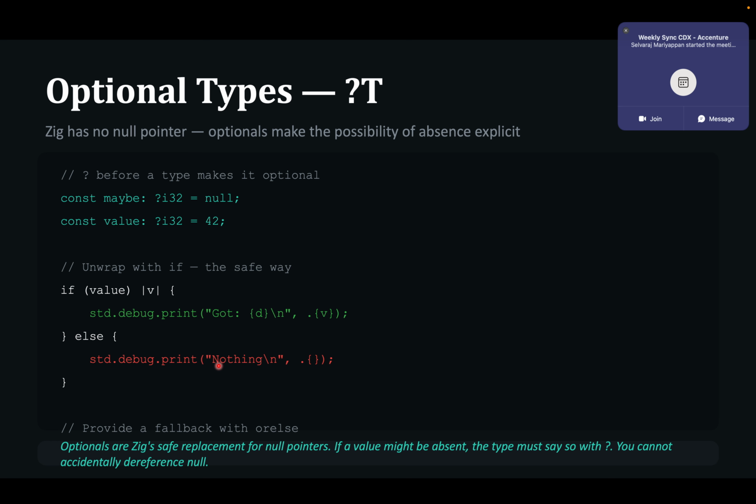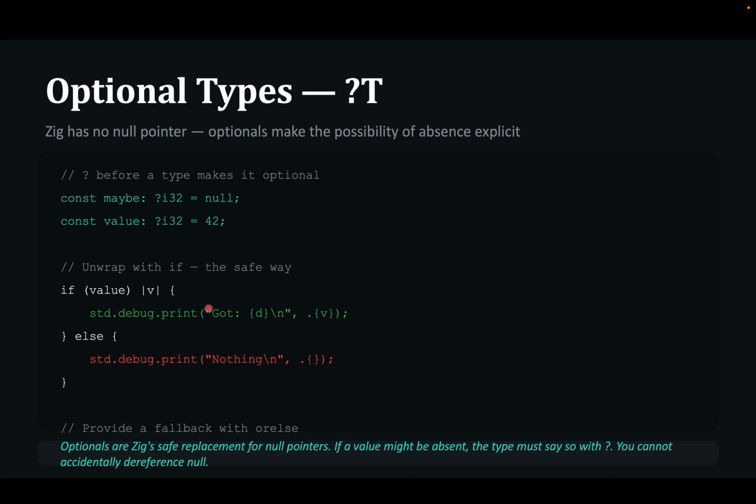Now we have the optional type, and this is the last topic for today. Zig has no null pointer in the C sense. You cannot accidentally have null. But where you expect one, sometimes you should be able to have a null value, right? And this is what it gives you using a maybe.